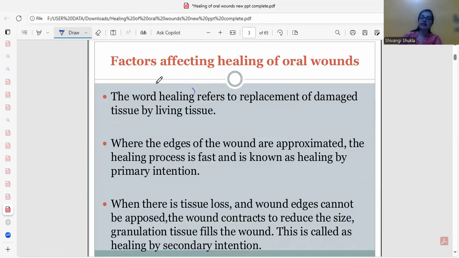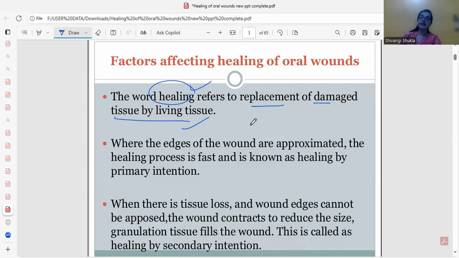So, the word healing, first of all, refers to the replacement of the damaged tissue by the living tissue. Healing का मतलब ये है कि कोई state of the tissue which has got altered, if that can get back to the original state, original functional state, that process is called as healing. अब healing दो तरह से हो सकता है कि जो चोट थी या जो wound था, that created a distance or a wider gap.